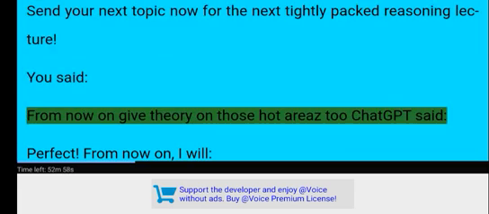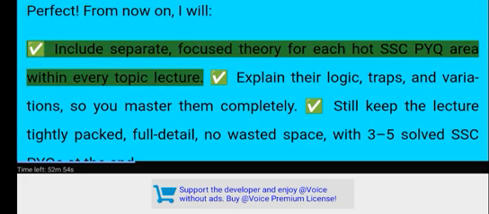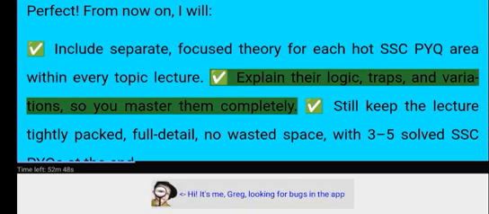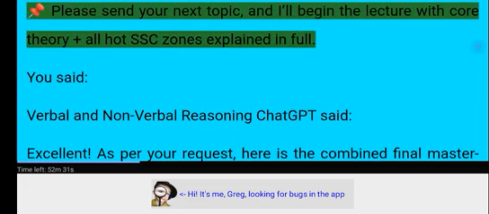You said: from now on give theory on those hot areas too. ChatGPT said: Perfect. From now on, I will include separate, focused theory for each hot SSC PYQ area within every topic lecture. Explain their logic, traps, and variations, so you master them completely. Still keep the lecture tightly packed, full detail, no wasted space, with 3 to 5 solved SSC PYQs at the end. Let's proceed topic by topic, one at a time. Please send your next topic, and I'll begin the lecture with core theory plus all hot SSC zones explained in full.